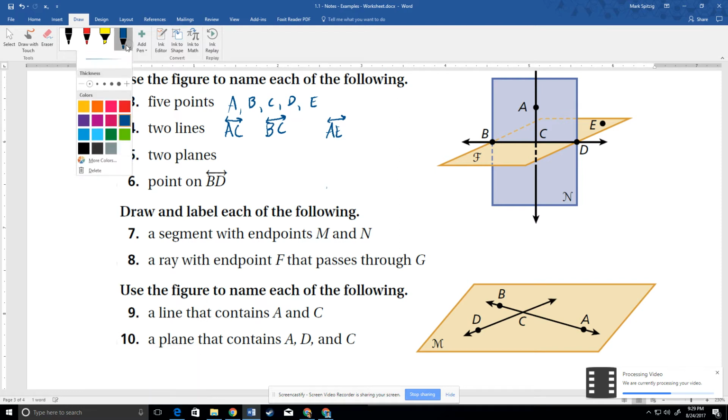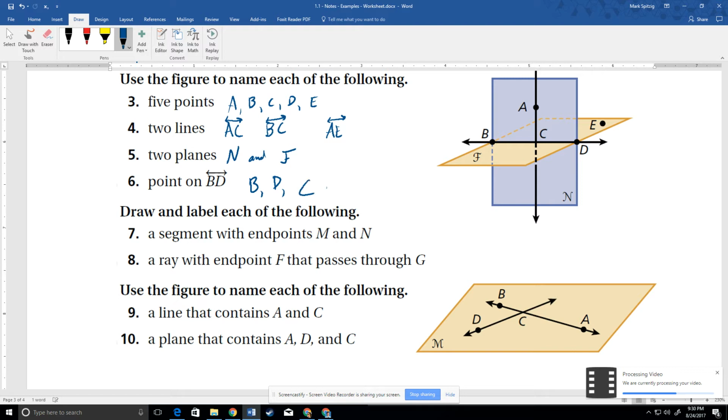All right, so then we have 2 planes we want to name. Well, we have plane N and plane F. Okay. And then we want to name a point that's on line BD. Well, if it's on line BD, I mean, it could be either B, it could be D, or it could be something between them or even outside of them. So we could say also C. So there's one of those options. C is probably your best bet there.